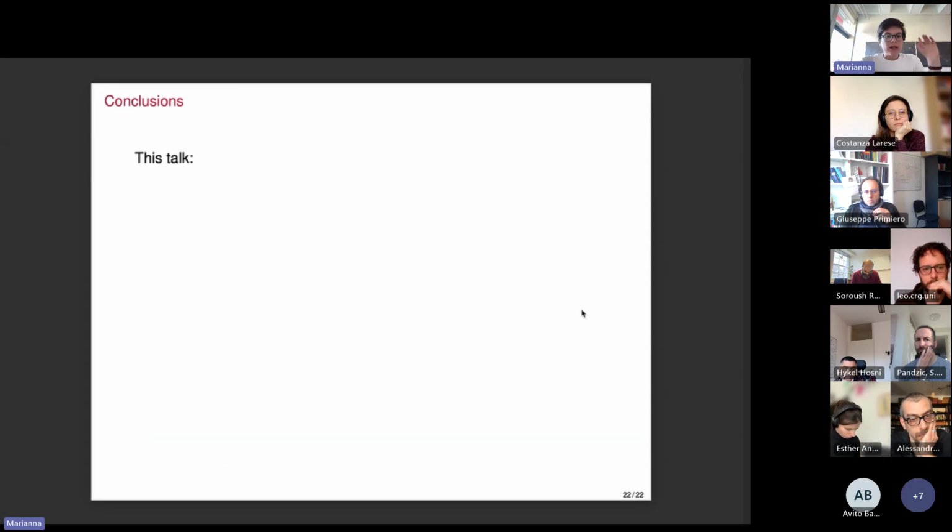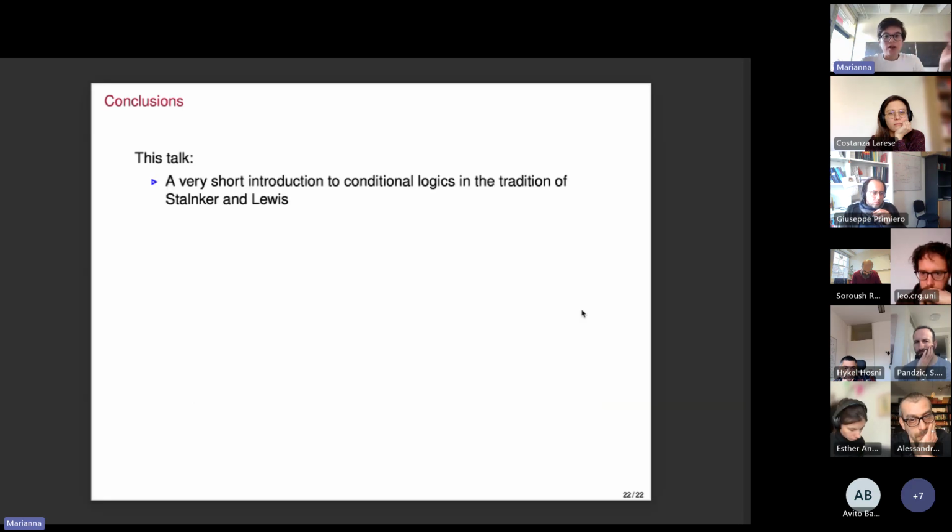Okay, so this is my last slide. What I did in this talk was give a very short introduction to conditional logics in the tradition of Stalnaker and Lewis. And then I tried to sketch how to define a proof system for conditional logics using labels.